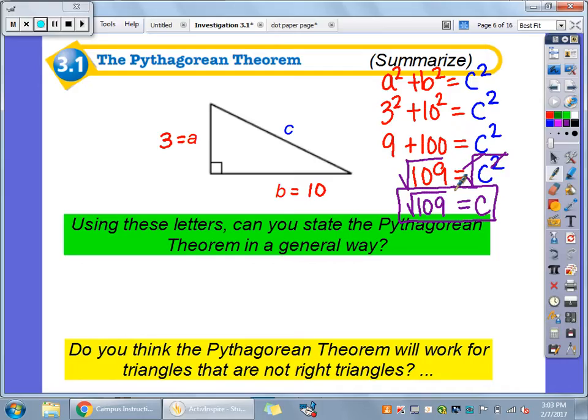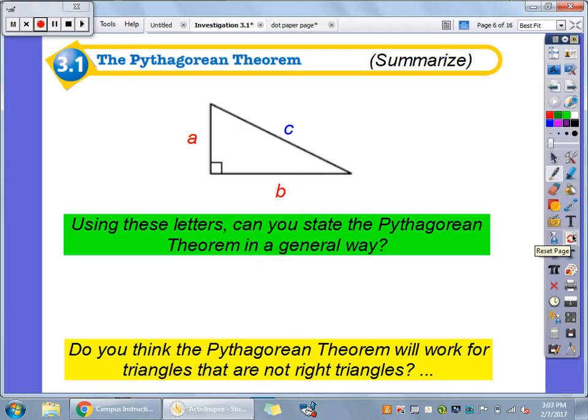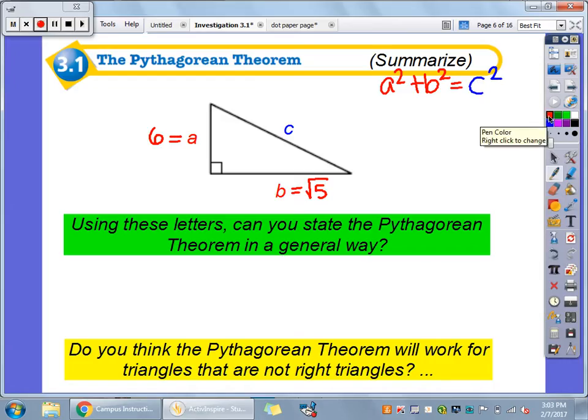Okay, last one that I'm going to give you to practice, and then I have one for the dot paper that I want to show you, and then you can work on your assignment. All right, so last one. Let's let B equal the square root of 5. Let's let A equal 6, okay? And again, we're using A squared plus B squared equals C squared, okay? So take a couple of seconds, pause the recording, and then see what you come up with.